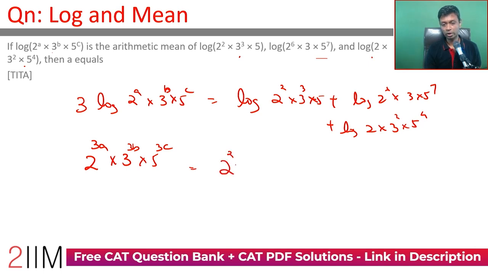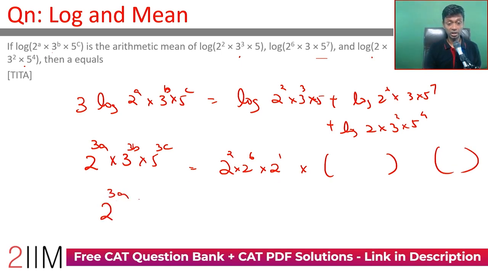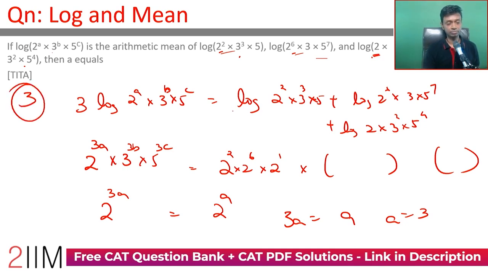2 square into 2 power 6 into 2 power 1 into 3's into 5's. We need to find only a, so forget about 3's and 5's. 2 power 3a is 2 power 9. 3a equals 9, a equals 3. It's 2 square, 2 power 6, 2 power 1. That will become 2 power 9, which is 2 power 3a. a is 3. Done. Because we don't need to find b and c, we don't worry about powers of 3 and powers of 5.